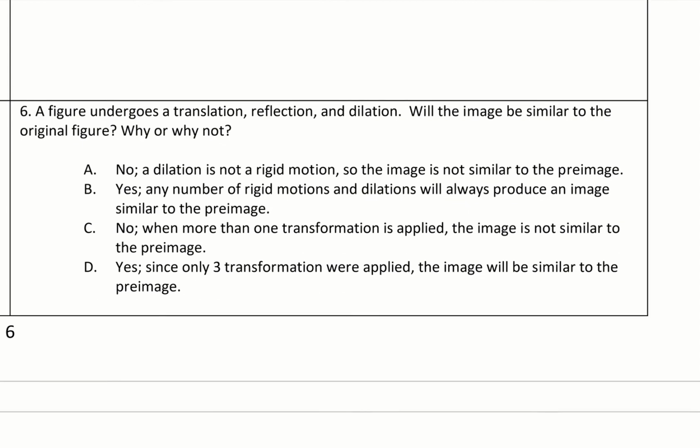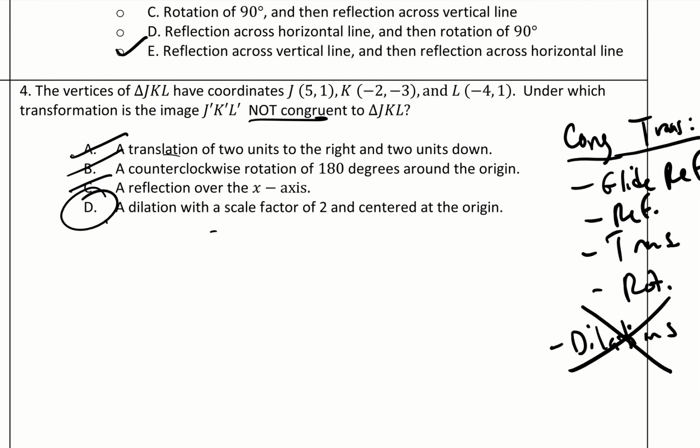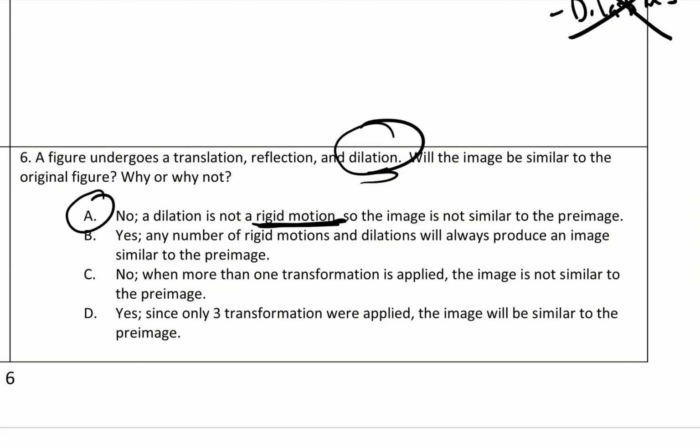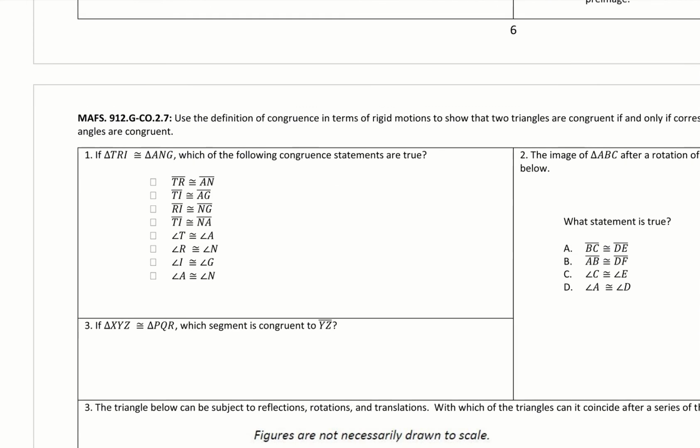All right, number 6, a figure undergoes a translation, reflection, and dilation. Will the image be similar to the original? Well, no, because we're doing a dilation. So no, because a dilation is not a rigid motion, right? Congruence transformation is also known as a rigid motion. All right, so that would be the answer to that. So the next one.